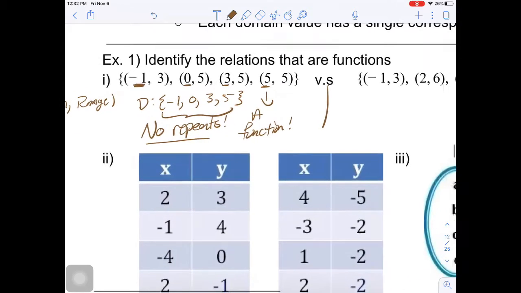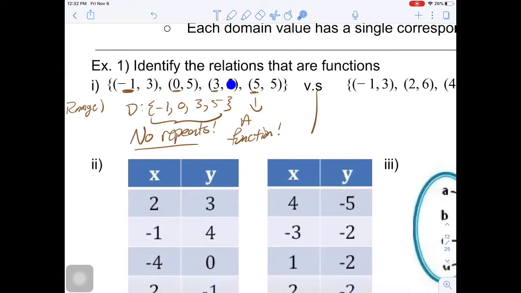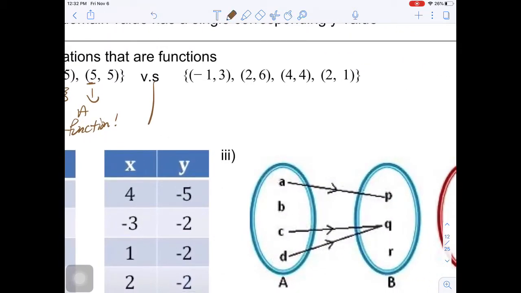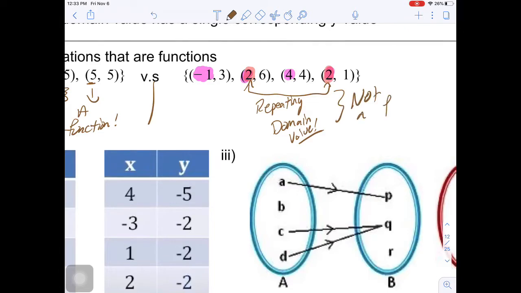Now you can see here 5 and 5 show up, but these are range values. Range values can repeat as much as they want. Let's look over here. Where are my domain values? They're always the first listed in our ordered pair. We can see here we have an issue. 2 and 2 pop up twice, so you have a repeating domain value. What does that mean? That means this is not a function.